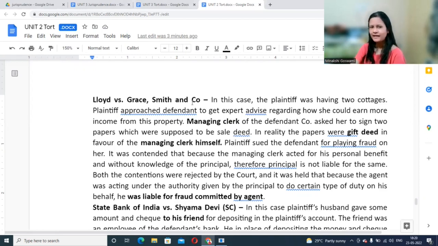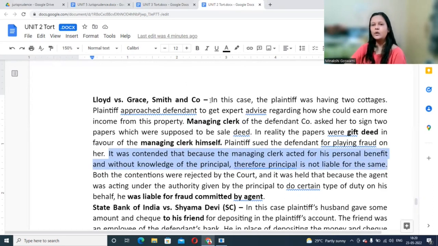So the plaintiff filed a case against the agency, against the company. She filed a case for playing fraud on her. Now, the case was not filed against the managing clerk, it was filed against the company. It was contended that because the managing clerk acted for his personal benefit and without knowledge of the principal, therefore the principal is not liable for the same.